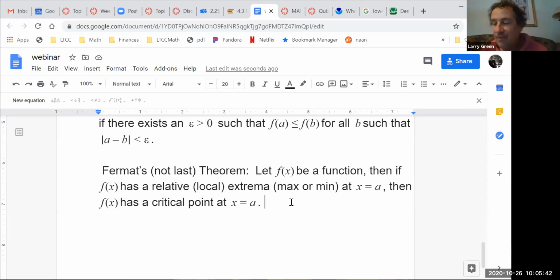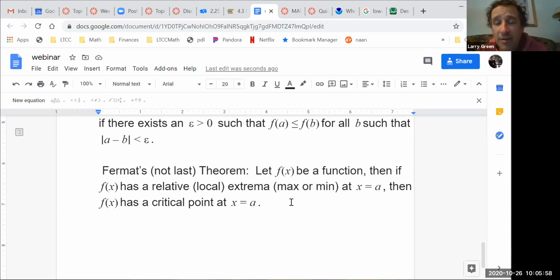We find the points at which it's not differentiable. And then we go ahead and we take a derivative. We set the derivative equals 0. And we look at those points.